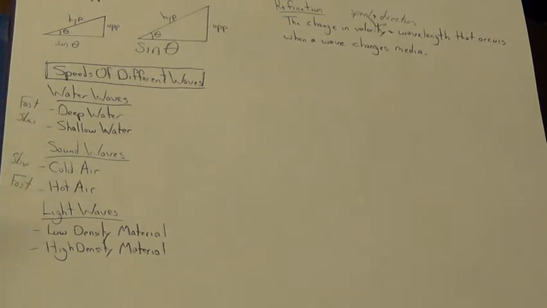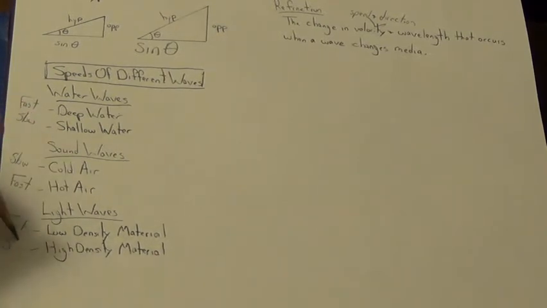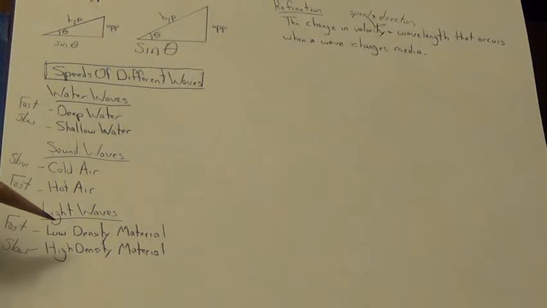And then finally, when we get to light, in general, what happens is if the material is low density, then that's when the waves travel fast. And if the material is high density, that's when they travel slow. So low density substances would be, for example, air. And higher density substances, where it travels more slowly, would be substances such as water or glass. And because it slows down so much when it gets into those substances, that's why you see a bending of the waves as it refracts.